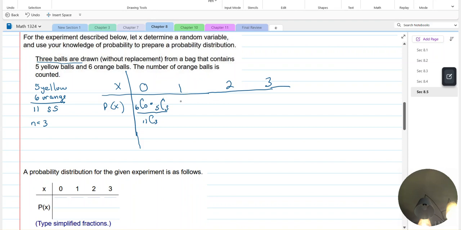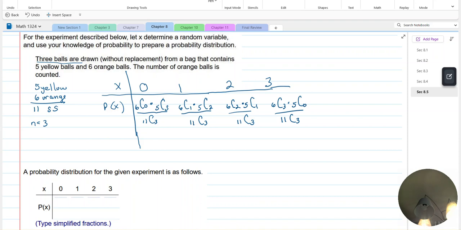So now we're going to do the 1. That would be 6 choose 1 times 5 choose 2, all over that combination of 11 choose 3. For 2, we'd have 6 choose 2 times 5 choose 1, all over 11 choose 3, because these have to add up to 3. I'm making sure I haven't made a mistake yet. For 3, the last one, 6 choose 3 times 5 choose 0, all over 11 choose 3.